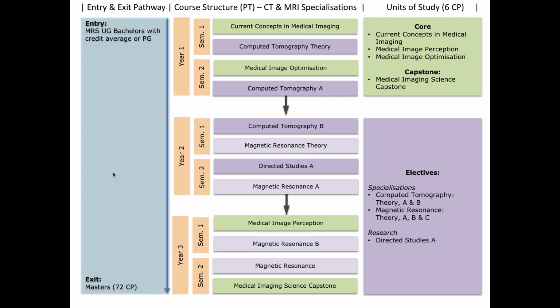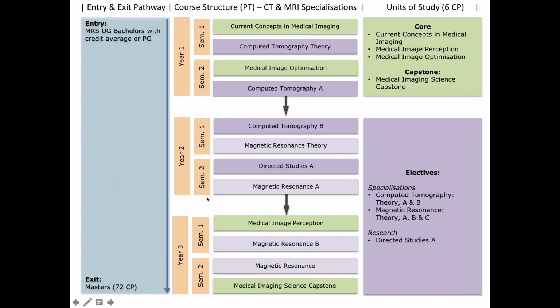So then you keep moving down, you come to magnetic resonance A, another core subject. Year 3 semester, magnetic resonance B. I've left the C off the second semester subject. That should be magnetic resonance C. And at the very end, you do your capstone experience or unit of study, which pulls together all that learning that's gone beforehand.